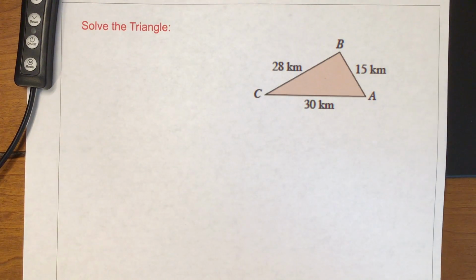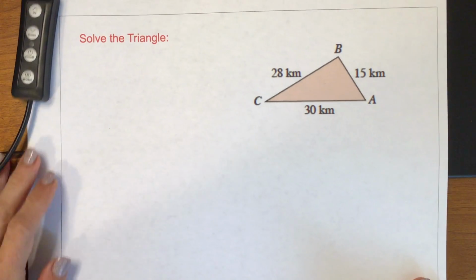All right, guys, short and sweet video on solving the triangle. You've probably noticed that there are no angles given in this triangle. It's a side, side, side triangle. And so we're just going to pick an angle to solve for. So let's just start with angle A.